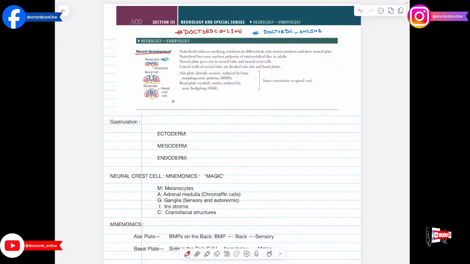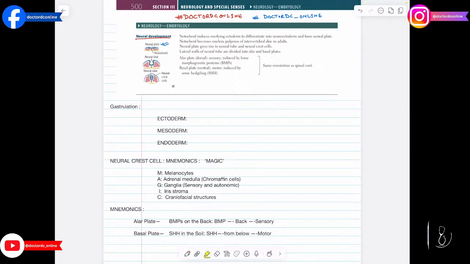It's me, Dr. Deepak. Today we are diving into a crucial concept from neurological embryology: how the early nervous system forms, starting from the notochord and progressing to the neural plate, neural tube and neural crest cells. At the same time, we shall also break down alar plate versus basal plate and give you key mnemonics. So let's get started.